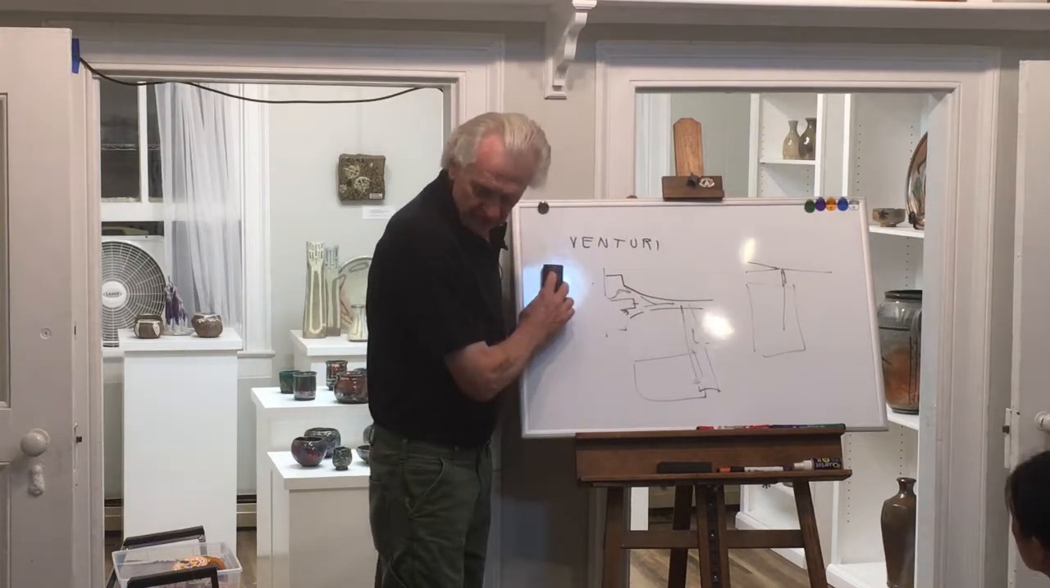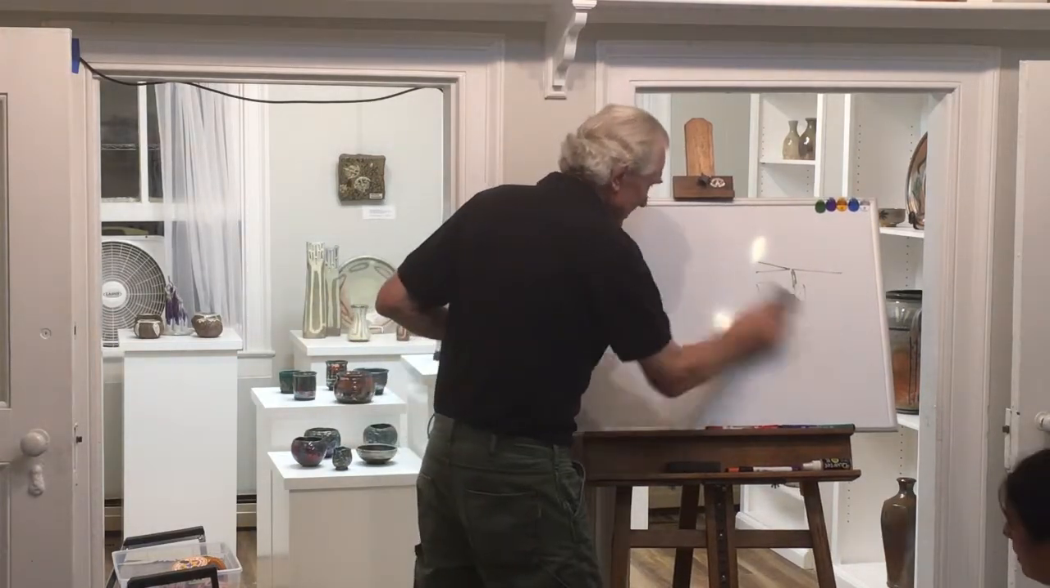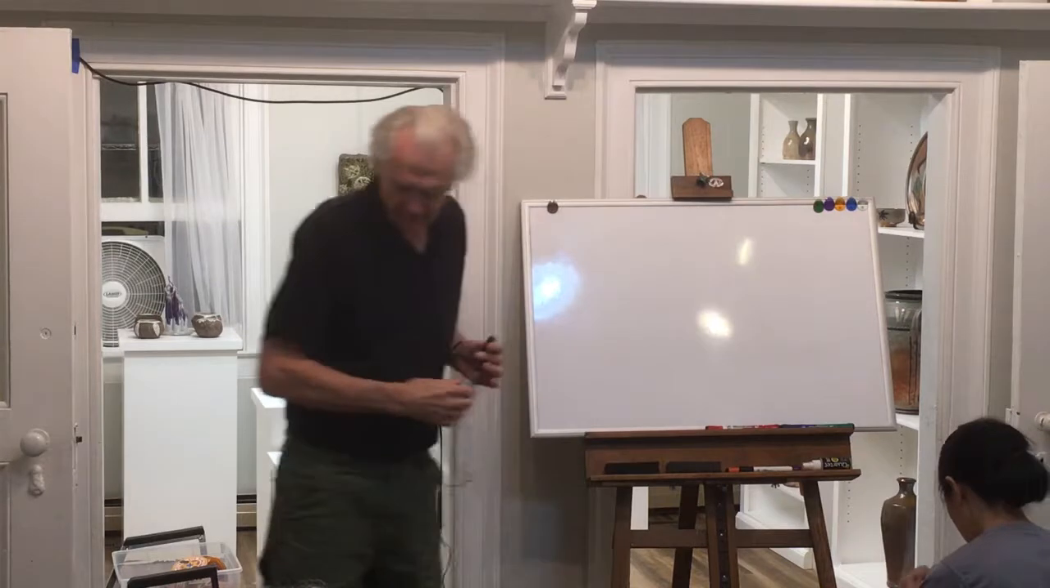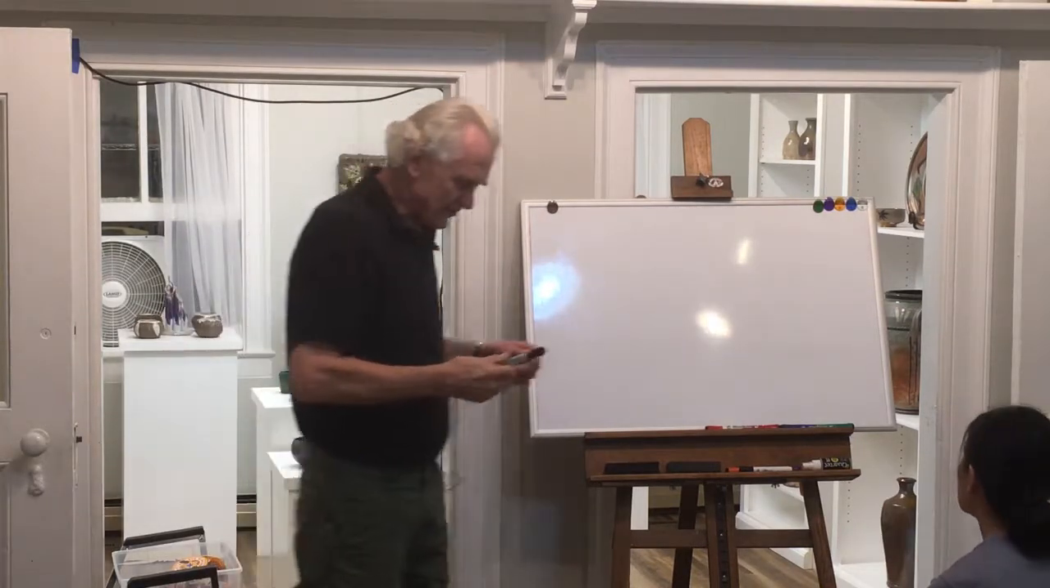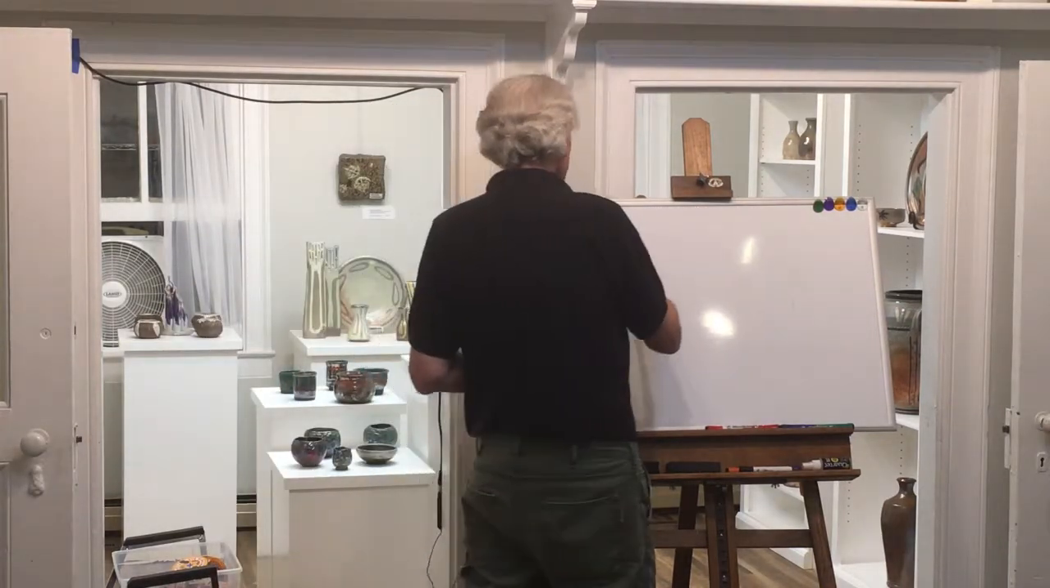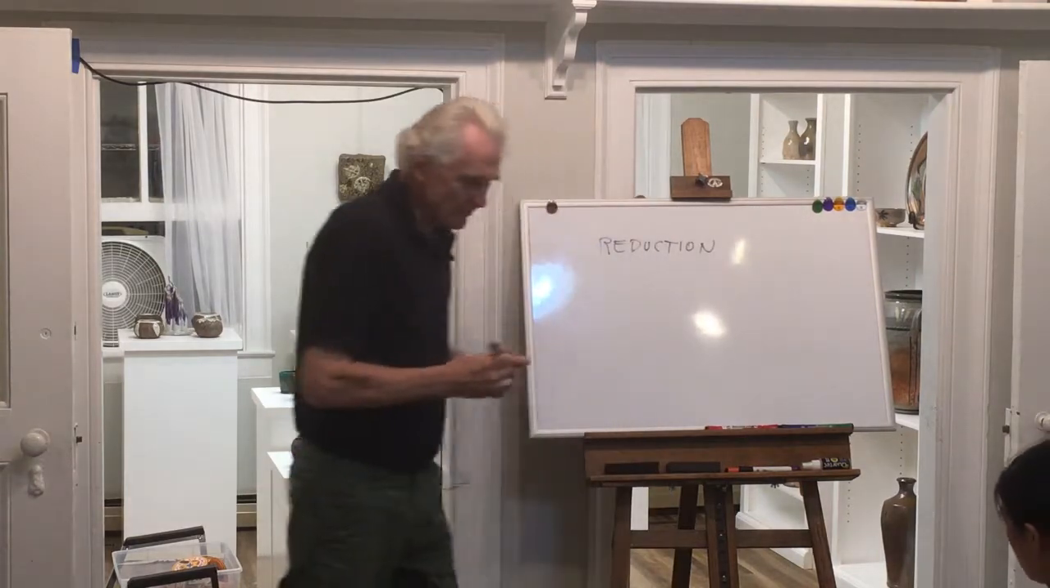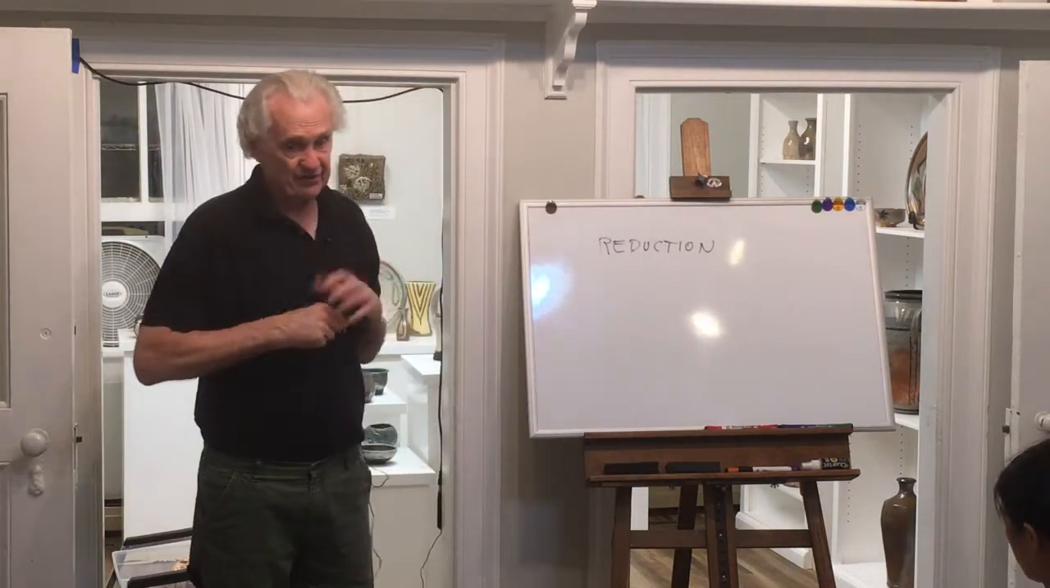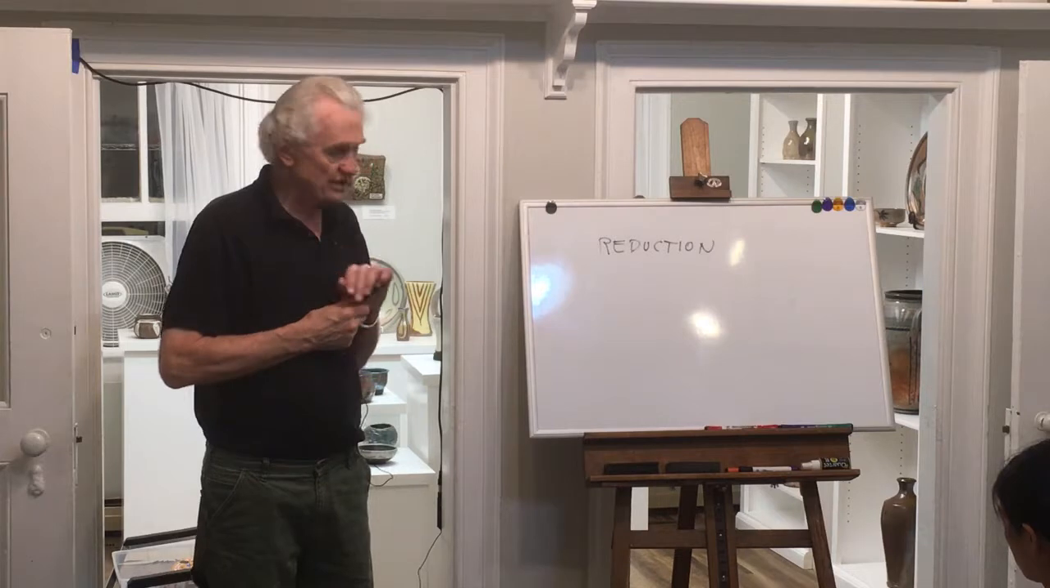Okay, so let's move on to kiln firing and terms that relate to the actual firing of a kiln. One of them, again, this may be familiar to everybody, is just the term reduction. This is something that occurs when you're burning something, basically. So you don't get reduction in an electric kiln.